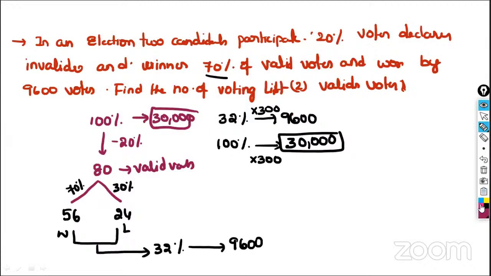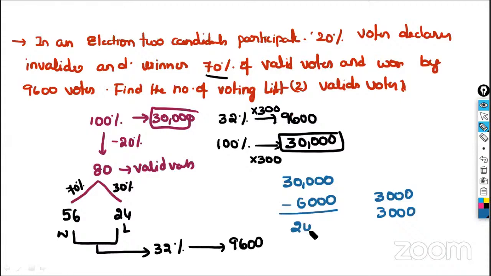Now I have a second question also. What is it? Valid votes. So of 30,000, 20% is invalid. 10% means what? 10% will be reduced, that is 3,000. Another 10% is 3,000. Total 6,000 will be reduced. That means 24,000 is valid votes.